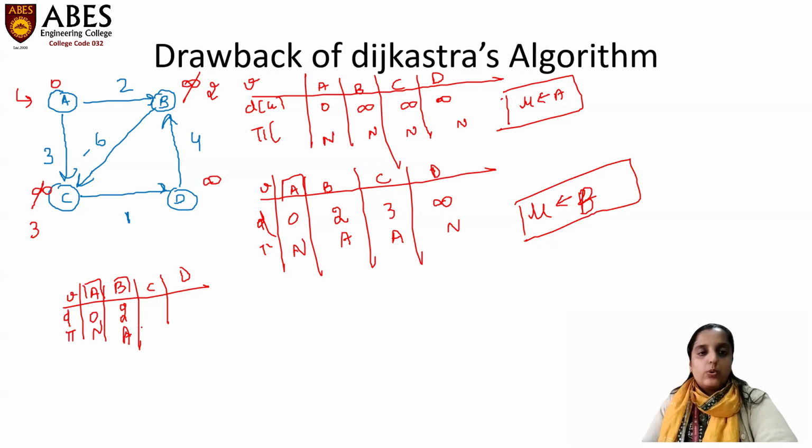From B, we can only go to C. So 2 minus 6, that is minus 4. Minus 4 is less than 3, so we'll do this. C will be minus 4 and the parent will be B. From B, we cannot go to D, so it will stay infinity there. Now we'll extract the minimum, that is C.